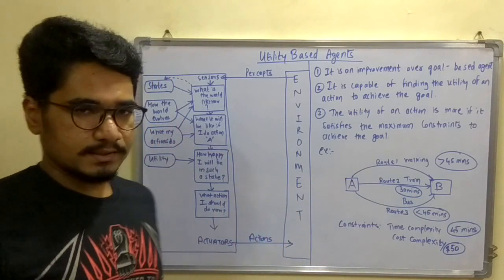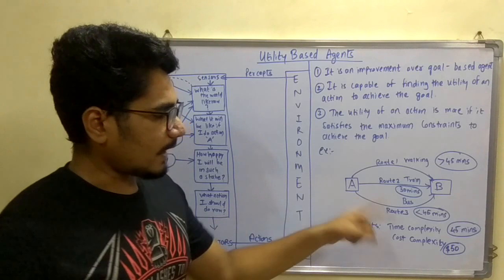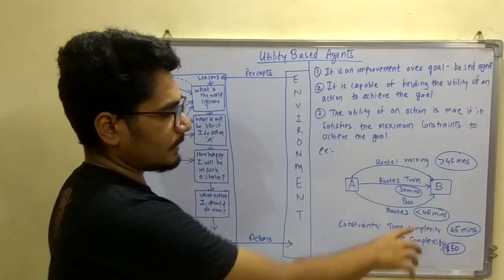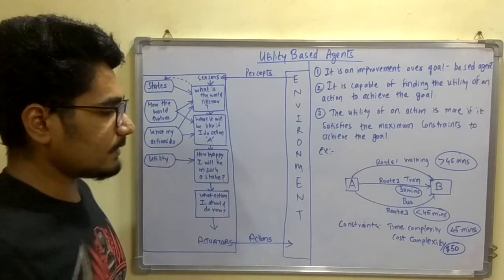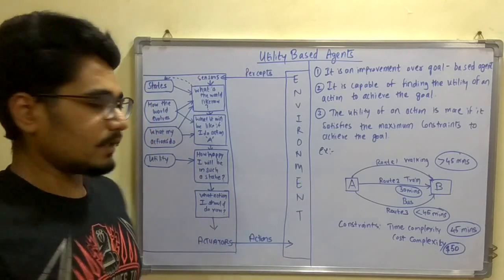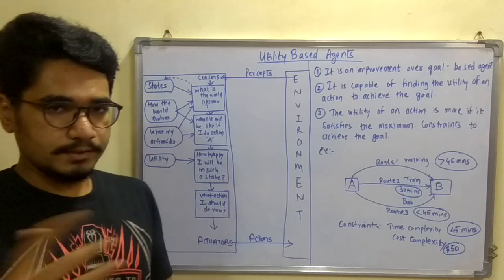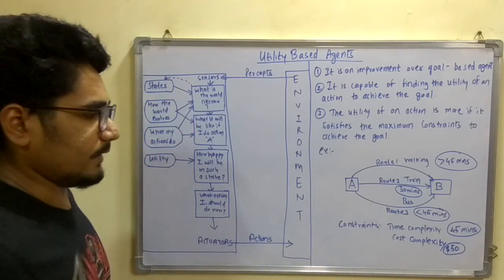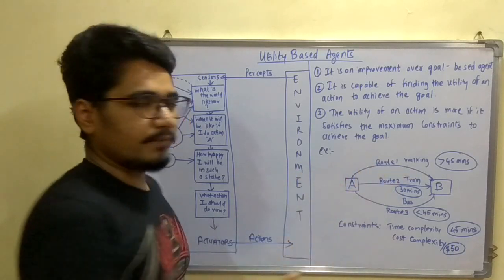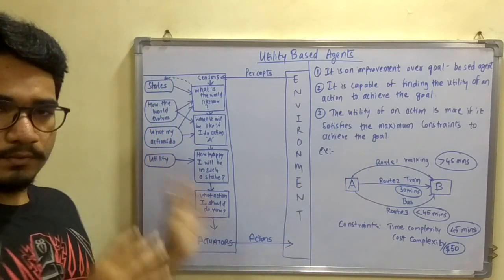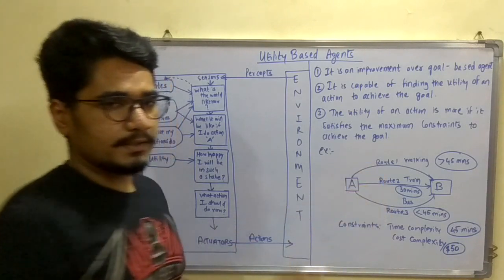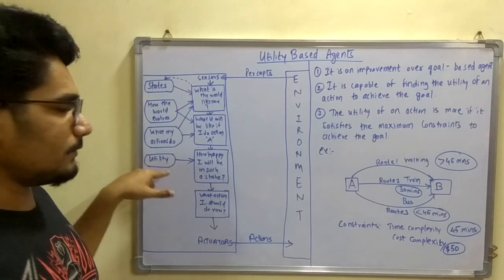Now there are two constraints in this. Those constraints are time complexity and cost complexity. Time complexity says that you have to take at most 45 minutes, and cost complexity is that the cost to reach the goal is estimated at an amount of $50. These are the various utilities which are being loaded into this utility based agent, this background information.